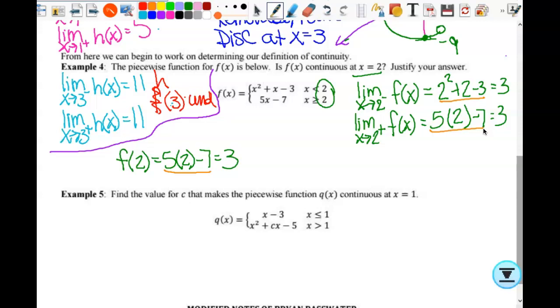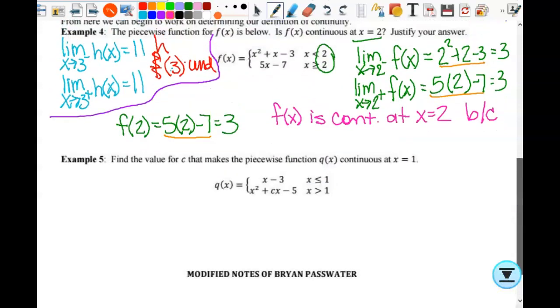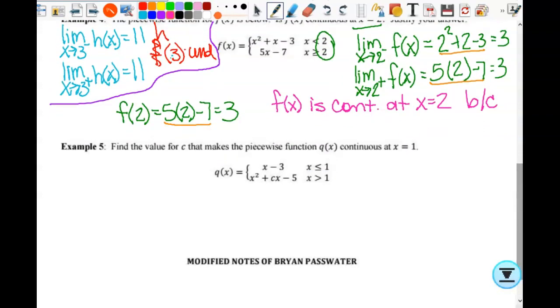We didn't really care what it looks like. So in order to state that, even though we've just shown it, we have to put it in words. And we could say something like this. So f of x is continuous at x equals 2. Okay, notice I can't just say yes, and I can't say it is continuous. I have to say what I'm talking about and where, because maybe it's discontinuous somewhere else, right? f of x is continuous at x equals 2 because, I just like b slash c, or since. You can write out because, but this order is just what makes sense to me, but there are different ways to word it.